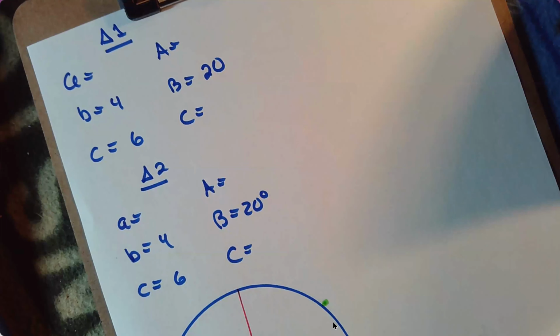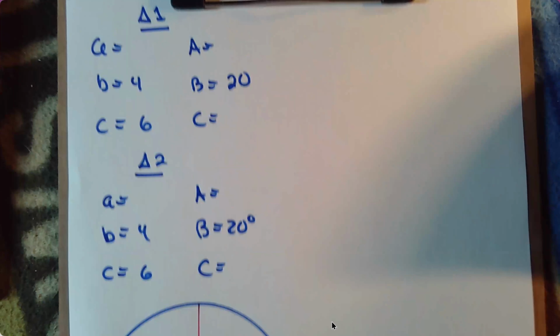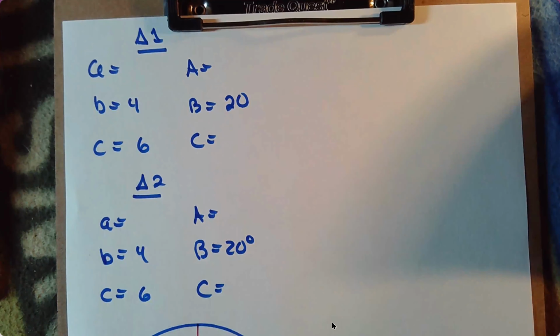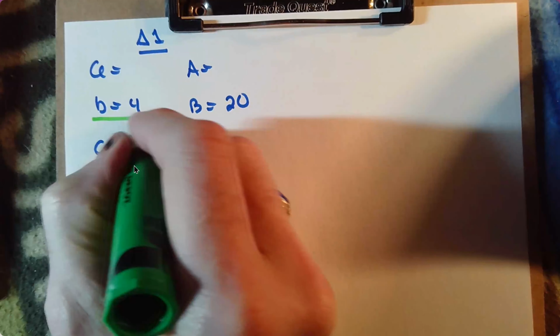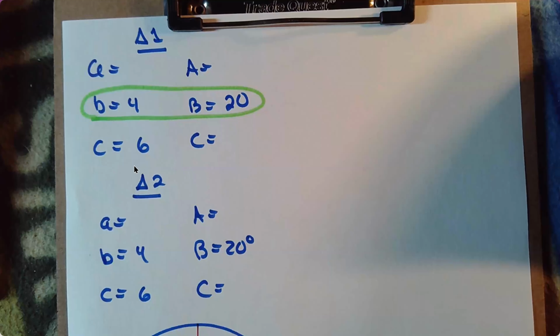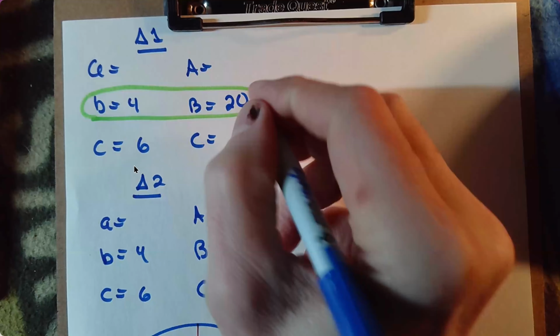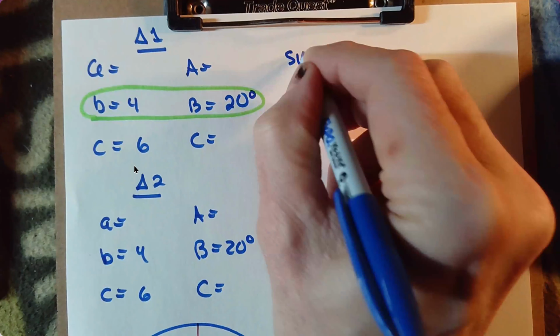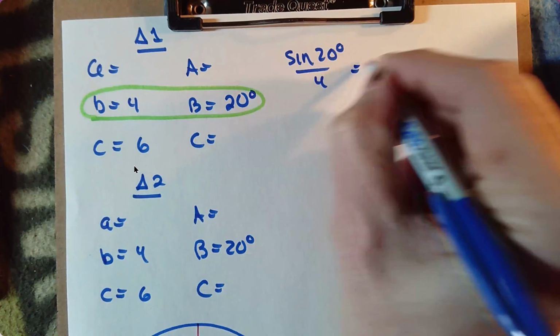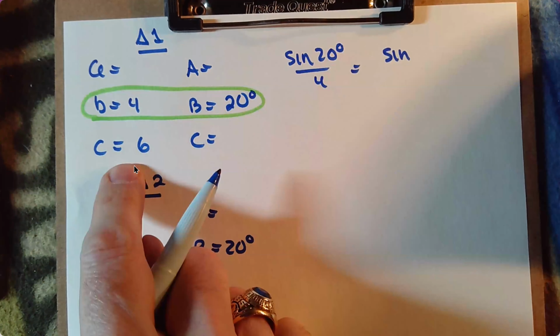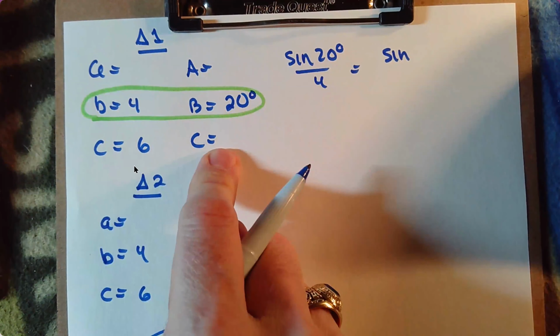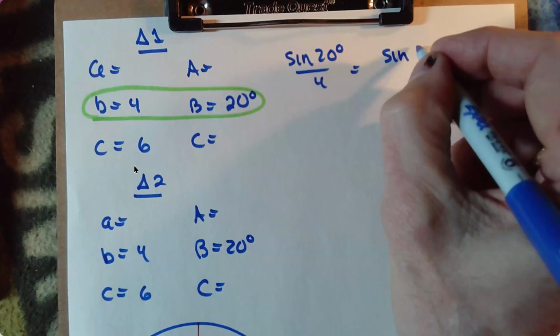And when you get your tests from me, you'll probably already have something filled in like this. All you have to do is fill in whatever else is appropriate. Now, when using the law of sines, you've got to start with a known ratio. So that known ratio is going to be this one right here, where we have an angle and opposite side pair. So I'll have sine of 20 degrees over 4 equals sine of, well, since I want to solve for angle C, I'm going to include this one, sine C over 6.